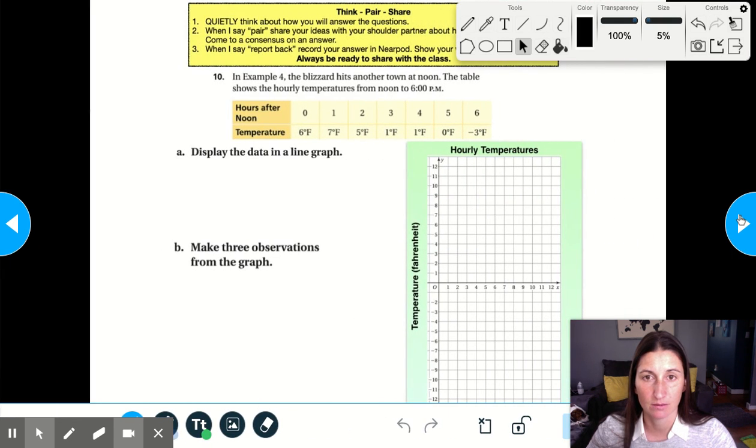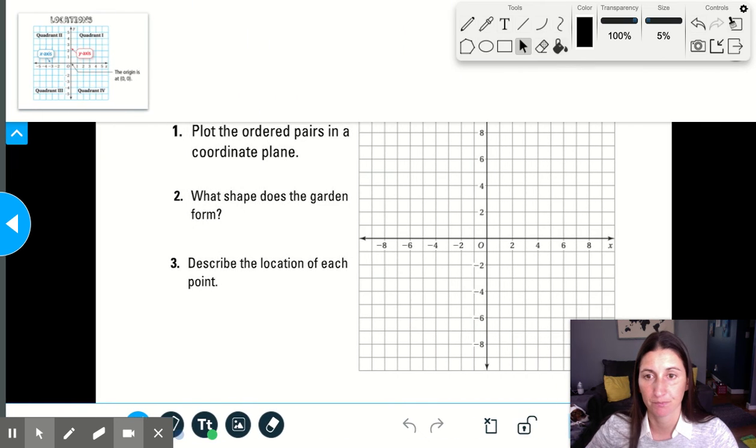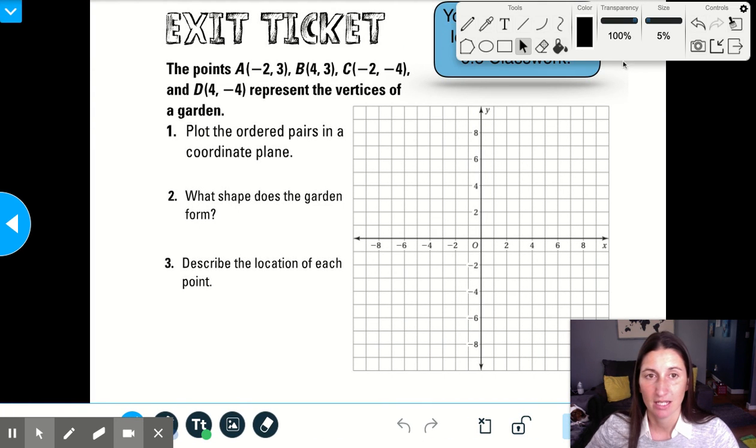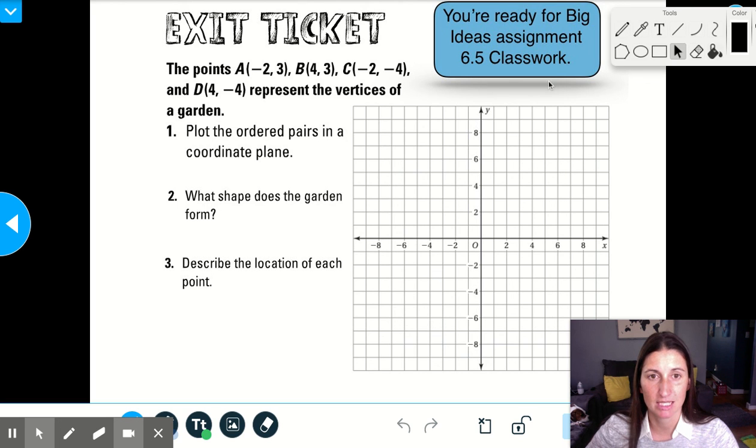We just did that. So this would be something that you would do on your own. We're not going to do this together because we just kind of went through this. If you were in class with me, you would make your own data chart here, line chart. And then here's an exit ticket. Again, if we were in class, you would do this and you would be ready for the Big Ideas assignment 6.5. So I think you guys will all be successful at this. You all have skills working on the coordinate plane, and now it's just a matter of remembering the order: across, then up and down, and you'll be fine.